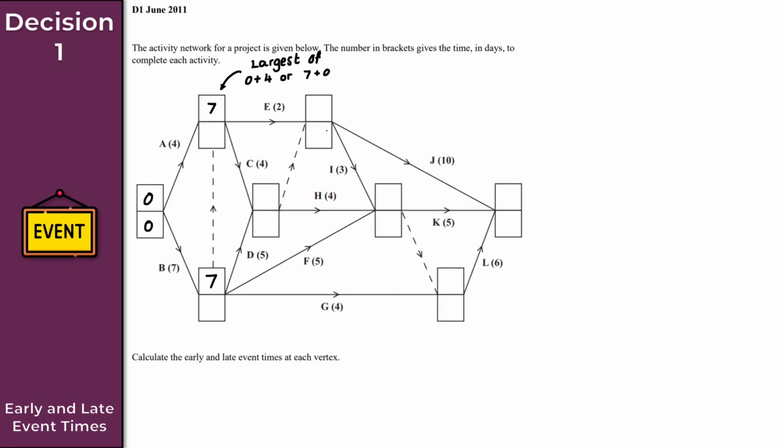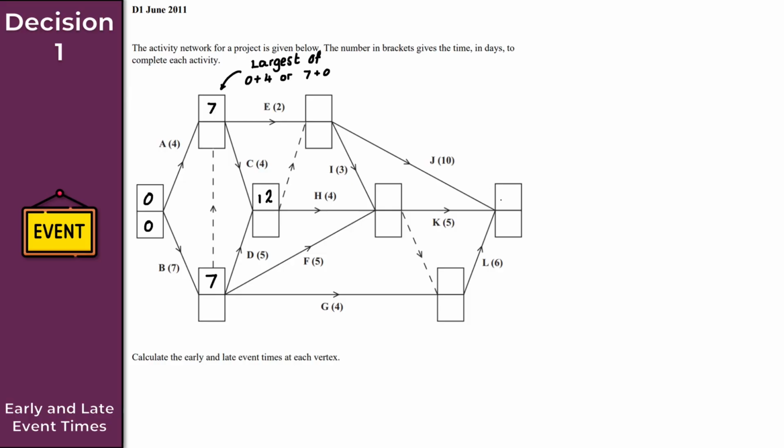Now, currently, I can't find the early event time for this node here because I don't know the value of this early event time here. So what I need to do now is find the early event time for this node here. Again, I've got a choice of 2, right? So it's going to be 7 plus 5 or 7 plus 4. Don't forget though, we always choose the largest. So we choose 12 there as the early event time.